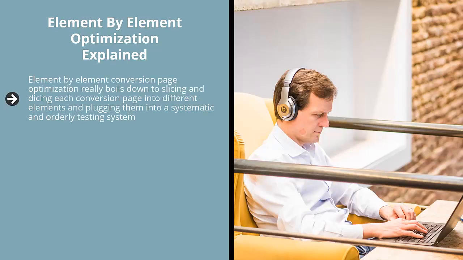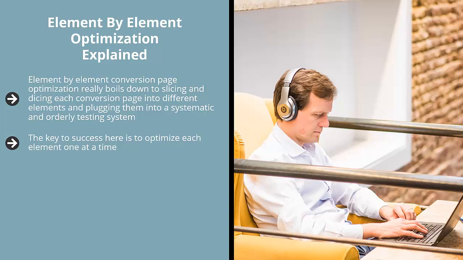Element-by-element conversion page optimization really boils down to slicing and dicing each conversion page into different elements and plugging them into a systematic and orderly testing system. For example, graphics are elements. Header or text are elements. Actual sales body text are elements. The same with calls to action. The key to success here is to optimize each element one at a time. Don't jump from element to element.